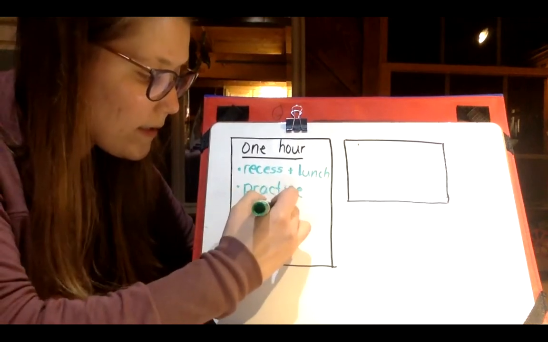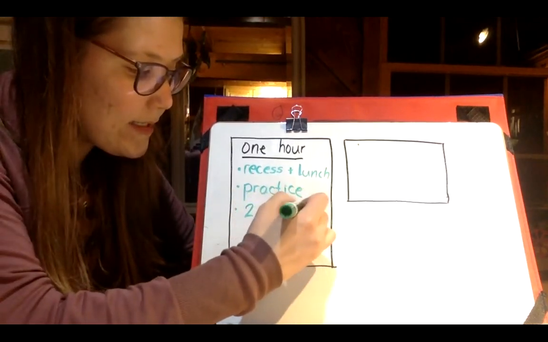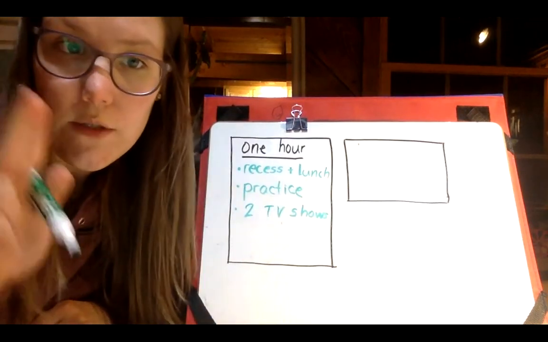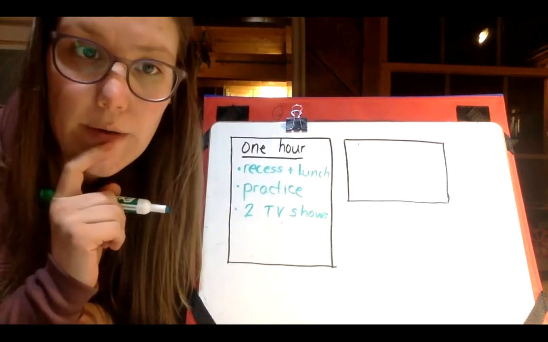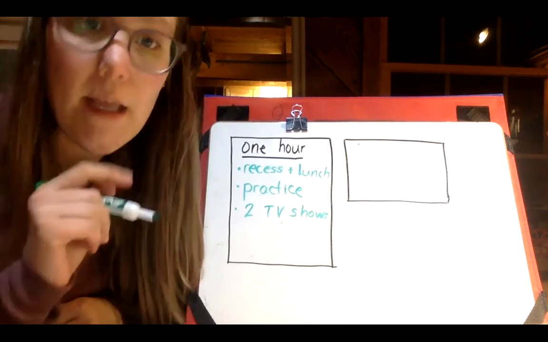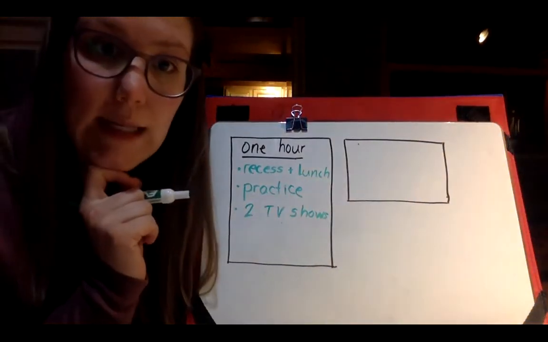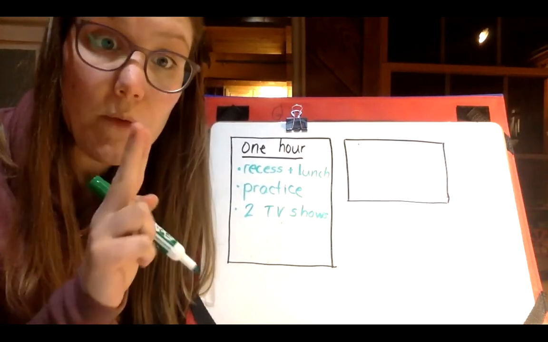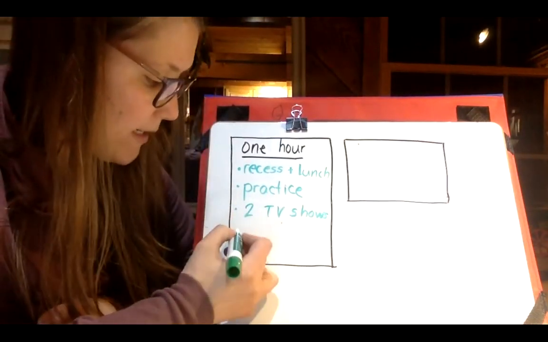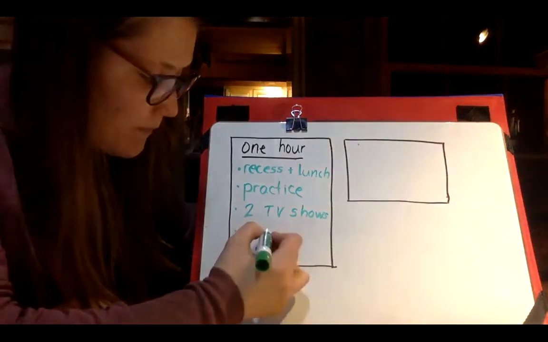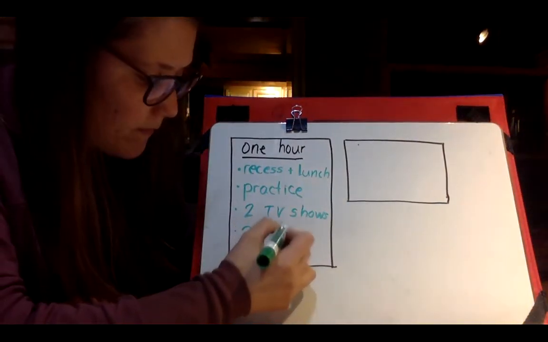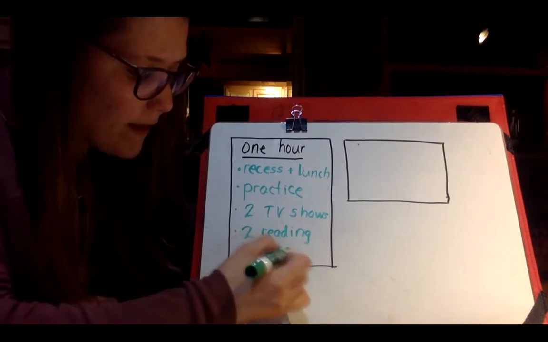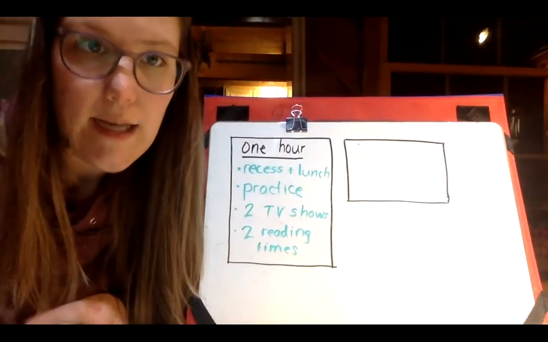2 TV shows. So 2 TV shows, if you put those together, that would take about an hour. The amount of time that you're reading now is 30 minutes, that's half an hour. So 2 of those times put together, 2 reading times. Those are all things that take an hour.